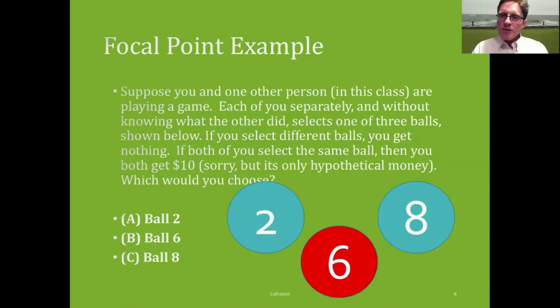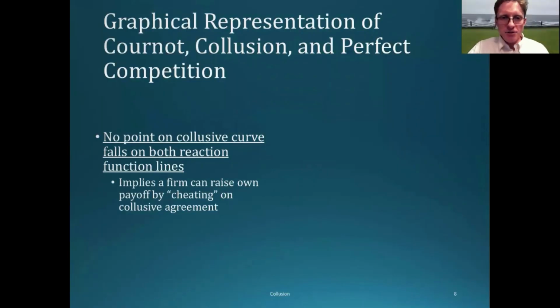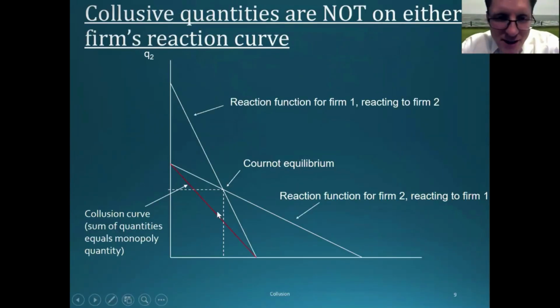There are other examples of how you might form a focal point that might be more relevant for the question at hand. How do you get 2 firms to collude? One way that you might do that is you might think that a fair outcome is a focal point. So you might think that if firms are trying to collude without actually speaking with each other, one way they might do that is to split the monopoly quantity. If we go back to this graph here, it would be the middle point along the collusion curve.